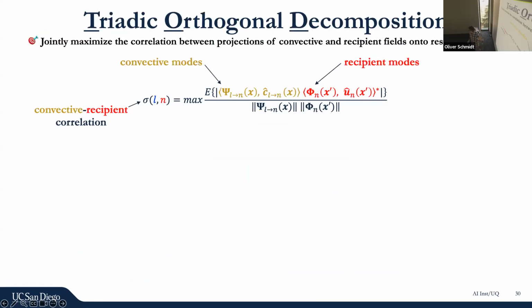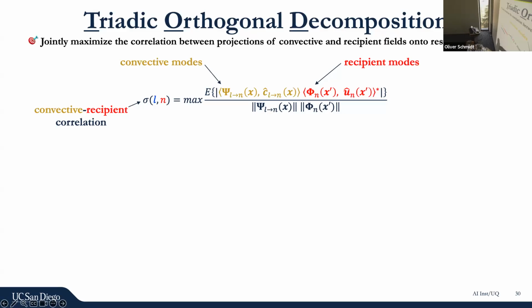So here's the problem. This we just took straight from POD. We'll just extend a little bit, right? POD is an autocorrelation, but what we want is a cross correlation. So we want to jointly maximize the correlation between projections of the convective modes, the right-hand side, and the recipient modes, the left-hand side, onto our equations, right?